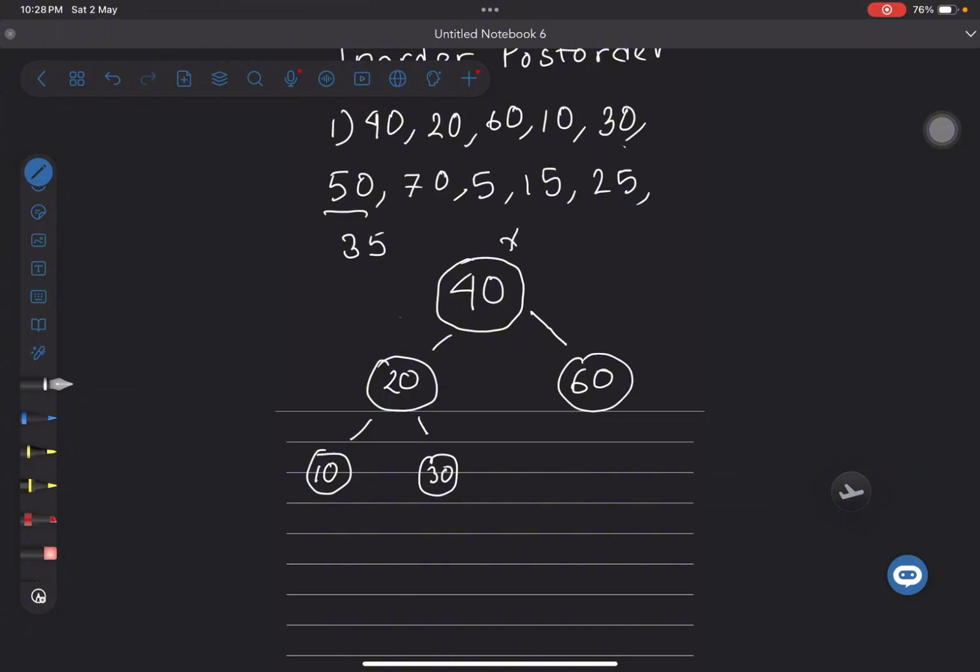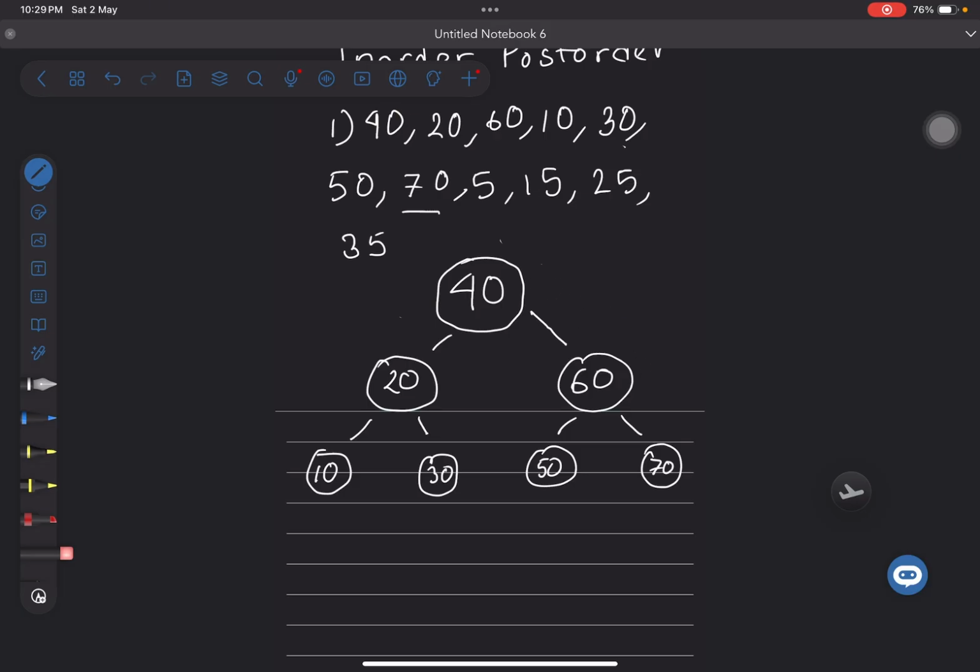So we come to 40. 50 is greater than 40, so we go on the right side. We find 60. 50 is smaller than 60, so we put it on the left side of 60. Make sure you're drawing with me or else you won't understand. The next number is 75. I hope you're getting the gist. 75 is greater than 40, so we will be going to the right side. And then we find 60. 75 is greater than 60, so it should be on the right side of 60.